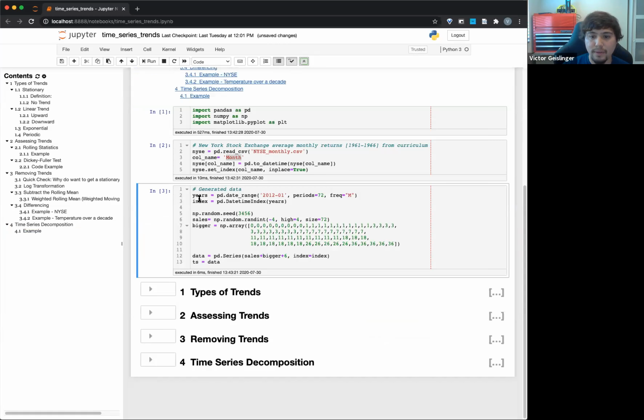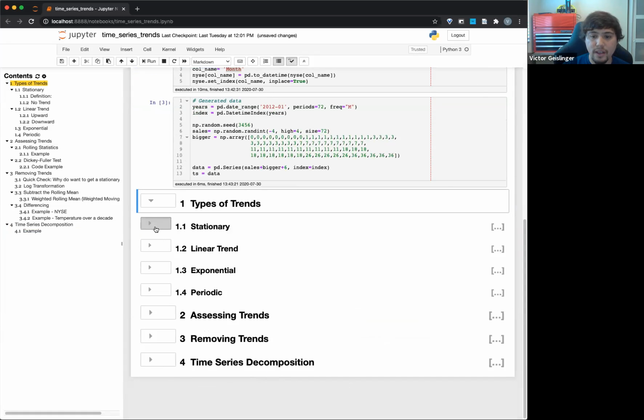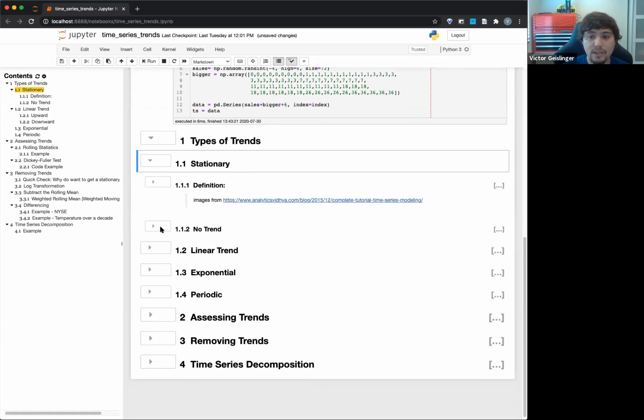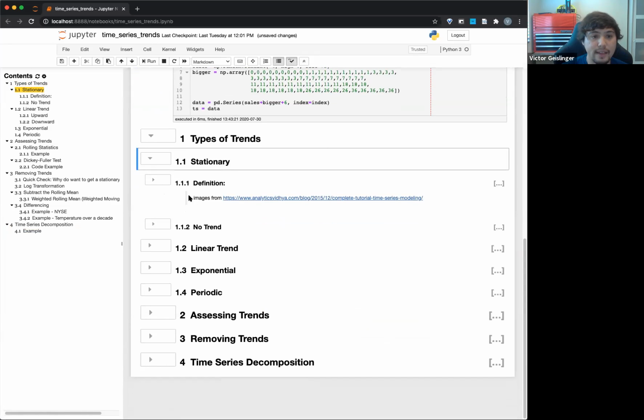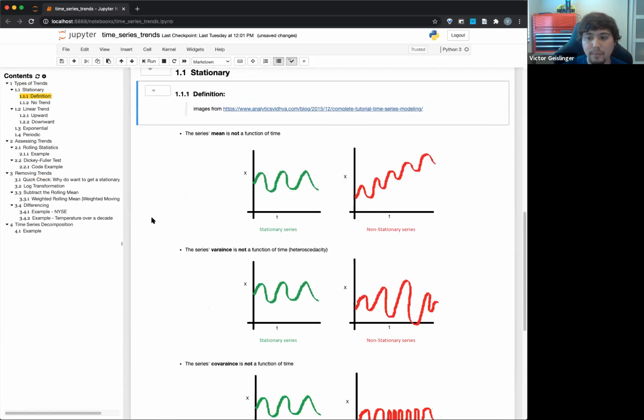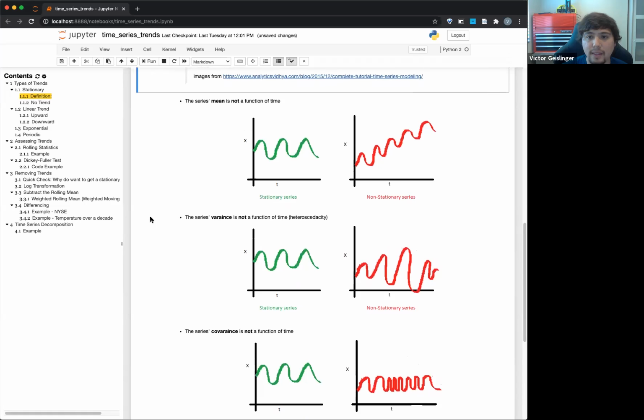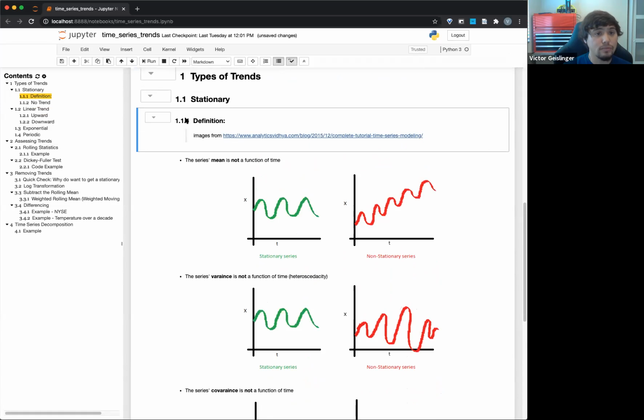Let me fold this up. There we go. So, types of trends. The first one is stationary trends. There's a good definition of this, and there are actually images on here from this other article, very similar to the curriculum ones. The main idea of a stationary trend is that it doesn't change over time. The pattern doesn't change over time, if that makes sense. It doesn't mean that the data is a straight line. It just means that the pattern is consistent all the way through time.